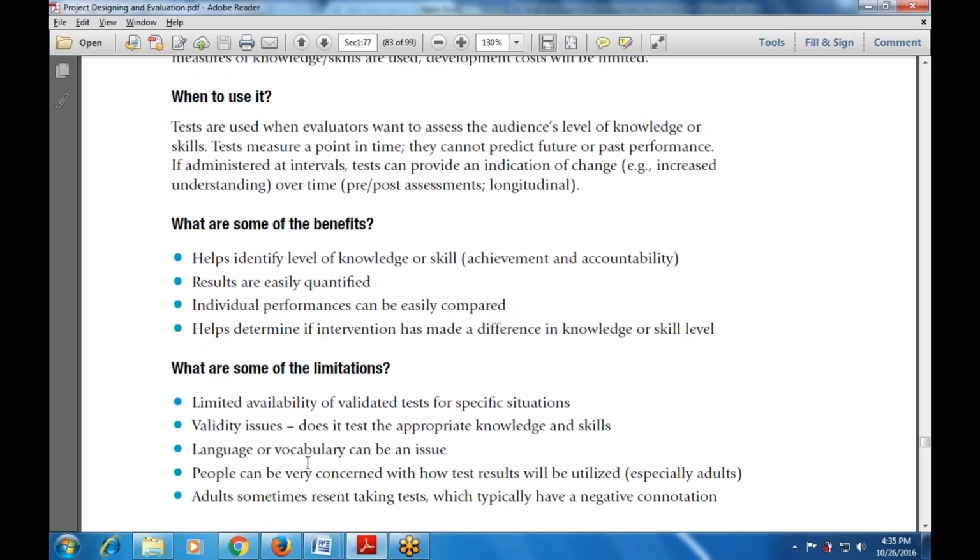Then there is limited availability of validity tests for specific conditions. Validity issues, whatever the validity issues. Then language or vocabulary can be an issue.